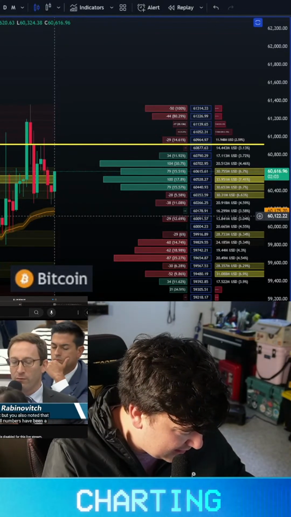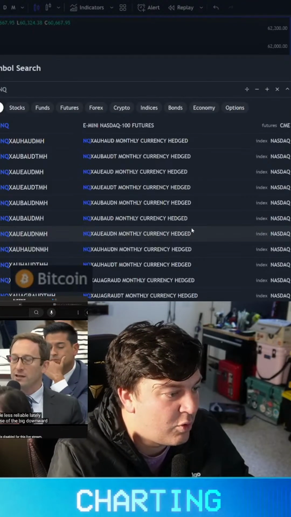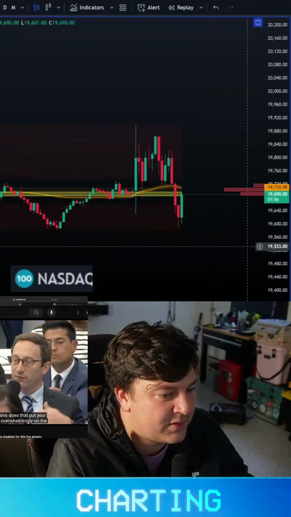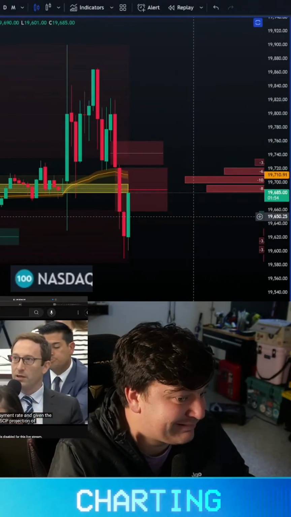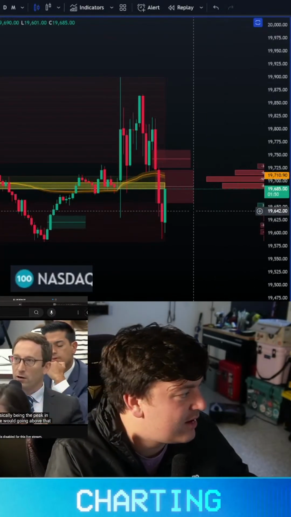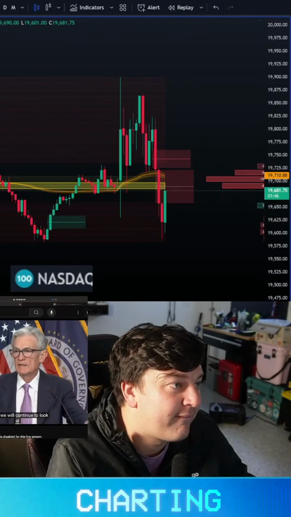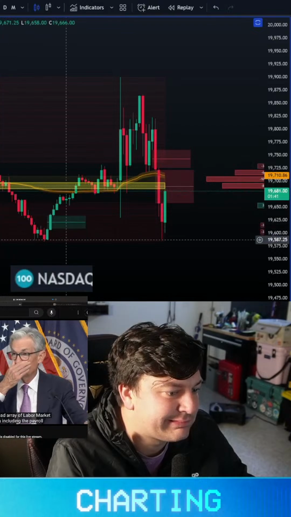Does that mean you put your focus overwhelmingly on the unemployment rate? And given the projection of 4.4 basically being the peak in the cycle, would going above that be the thing that would trigger another 50 basis point cut? So we will continue to look at that broad array of labor market data, including the payroll numbers. We're not discarding those.